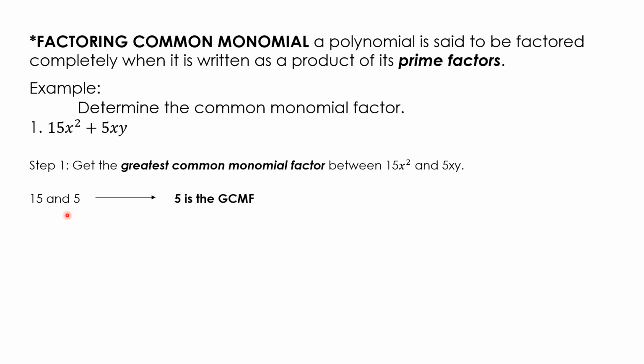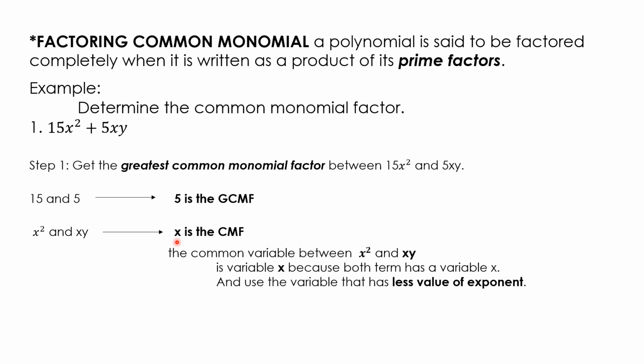So when you divide 5 from 15 and 5, there is no remainder. Okay, next. Then we find the common monomial factor for x squared and xy. So try to look at these terms. What is the common variable among these two terms? Of course, that is x. So x is the common monomial factor.